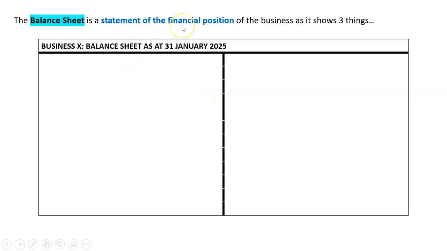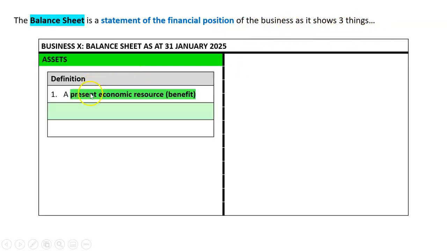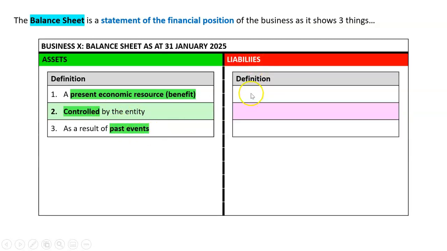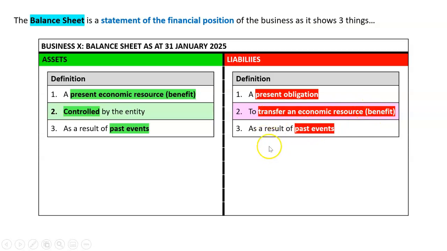You might see that term a lot, and a lot of businesses, when they make it, they actually don't even call it a balance sheet. They call it a statement of financial position. And what they basically mean is that that's because it shows the position of the business in terms of the three things that it has. It has assets, which, if we look at the definitions, are the present economic resources or benefits controlled by the entity as a result of past events. And on the other side, we've got the liabilities, and the definition was present obligations to transfer an economic resource or benefit as a result of past events.